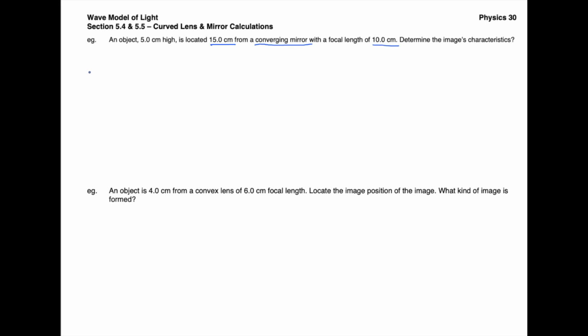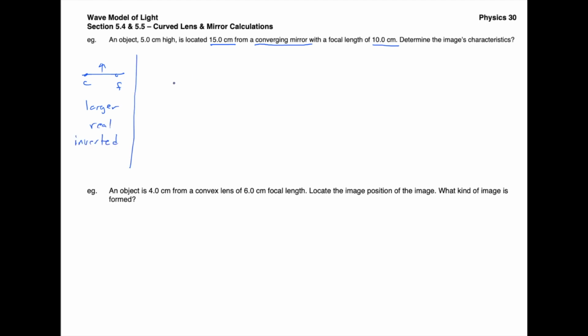So what we have then is the converging case where we're between the center of curvature and the focal point for the converging mirror. And for those ones, if you remember, the image is always going to be real, it's going to be inverted, and it's going to be larger.